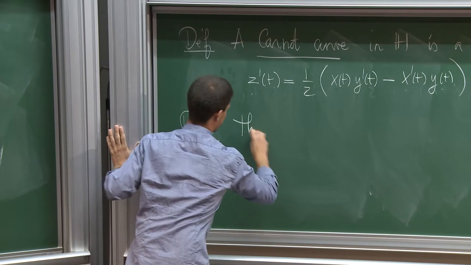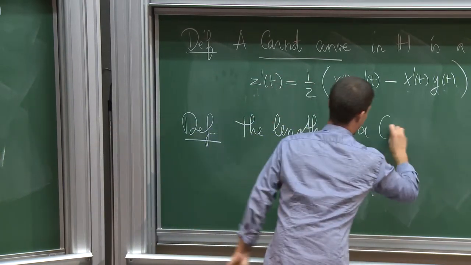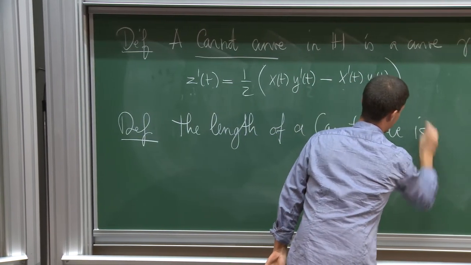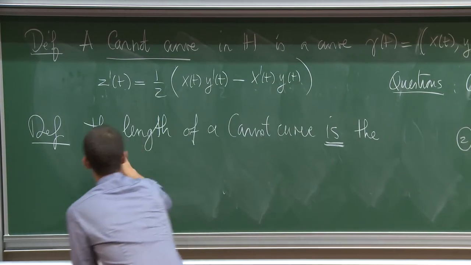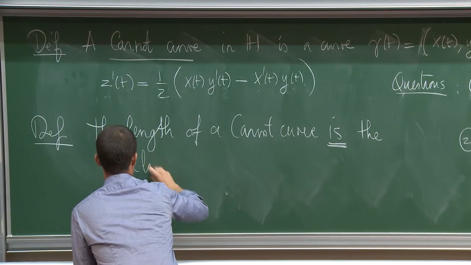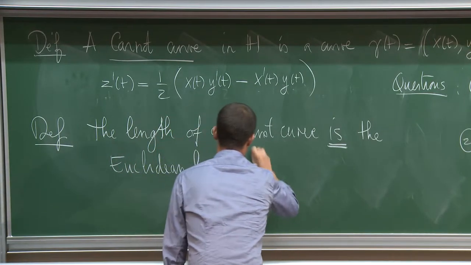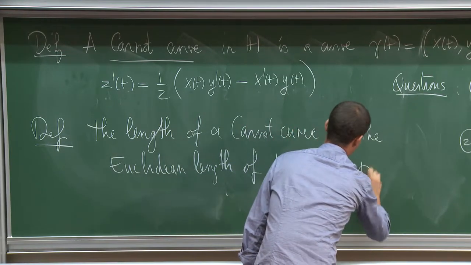The length of a Carnot curve is, by definition, the Euclidean length of its planar projection.